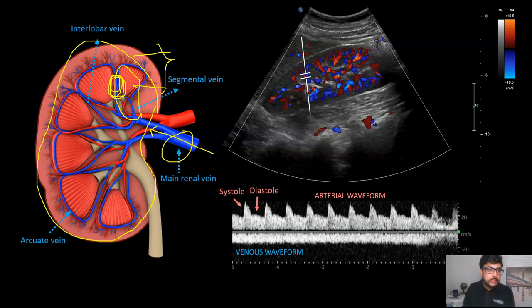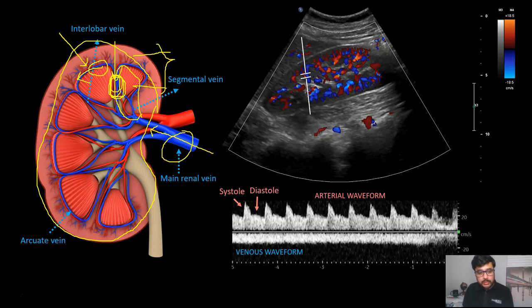You can also do it in the arcuate vessels, but the arcuate vessels angle is not perfect because the ultrasound beam is coming like this, and the blood flow in the arcuate vessels is perpendicular to the beam. As we mentioned before, perpendicular angle is not good in Doppler. You want to get a parallel view or parallel flow as much as possible.